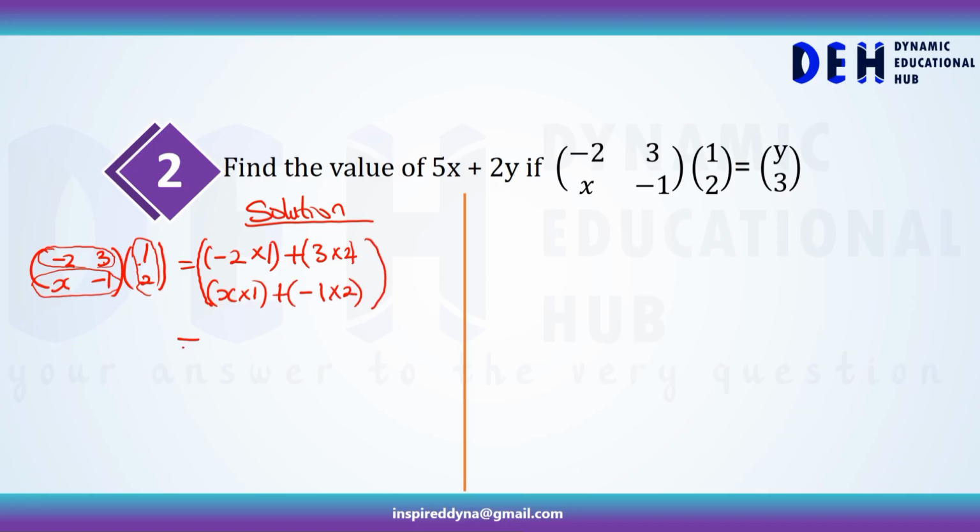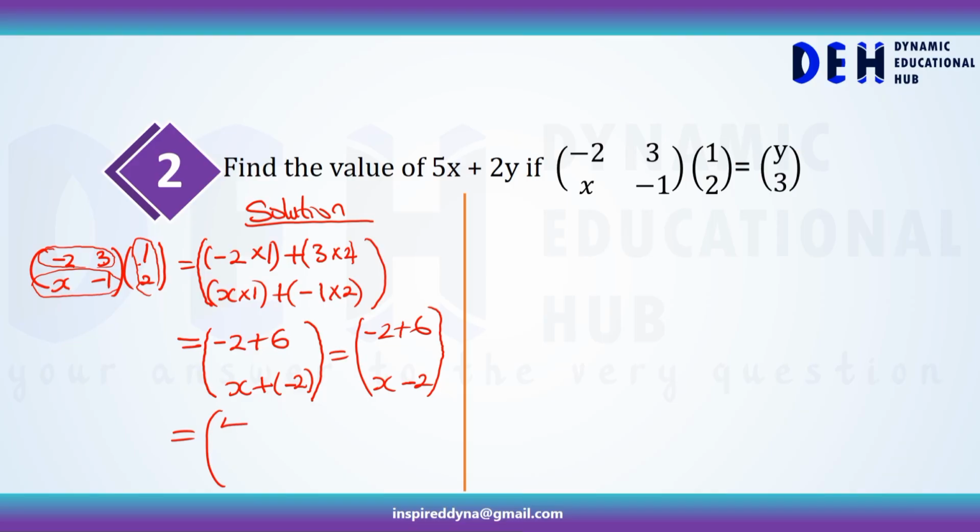So let's see what we are going to get. Minus 2 times 1 gives minus 2, plus 3 times 2 gives 6. Now come to the second row. You have x times 1, which is x, plus minus 1 times 2, which is minus 2. So this is minus 2 plus 6, and then x minus 2. Finally, what is minus 2 plus 6? You have 4, and then x minus 2.